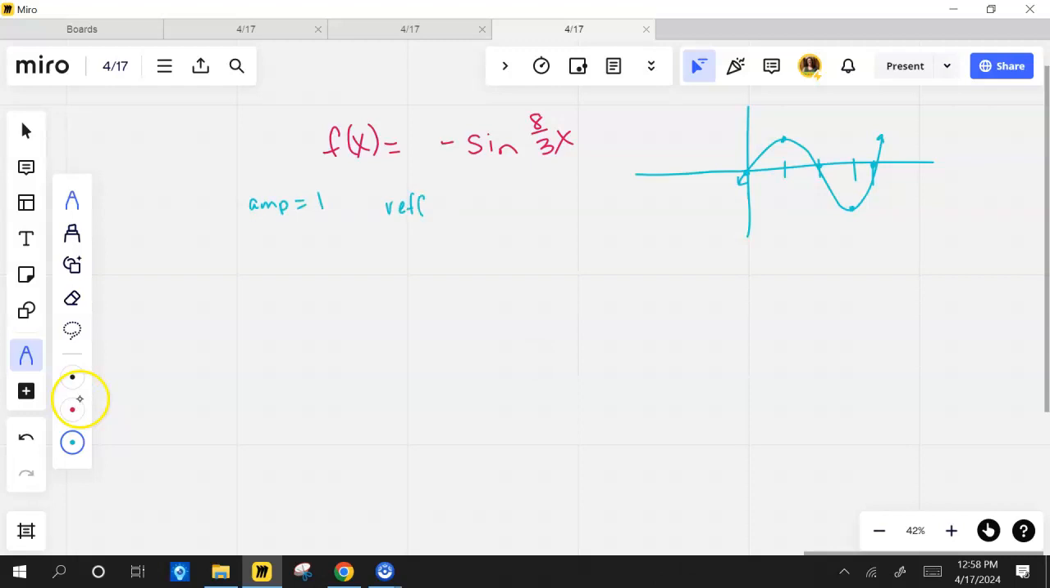And it's reflected, so the highs become the lows and the lows become the highs. And then your period, let's see, 2 pi. I'm going to go ahead and flip it. And now I got 3 pi over 4 for my period. So this one's going to be gross. Yeah, it's just reduced.